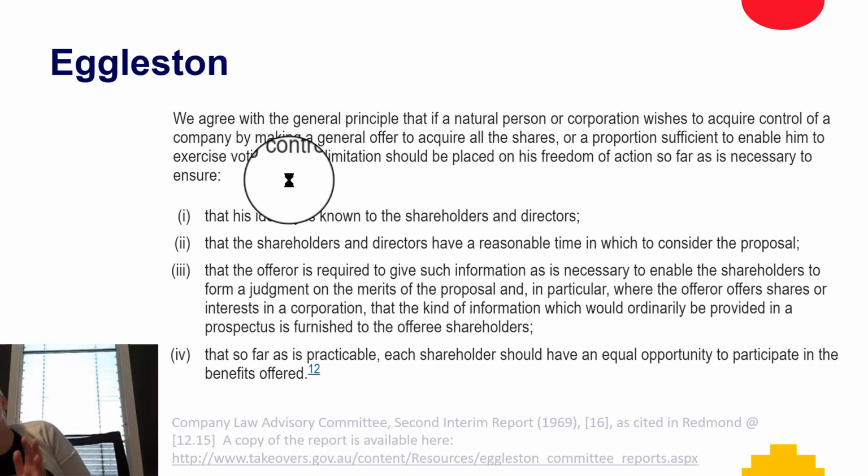So let's just unpack each of those quickly one by one, because this is actually the core of what you need to understand why takeovers rules work the way that they do. So why do you think Eggleston or the committee thought that knowing who an offeror is something that is important?